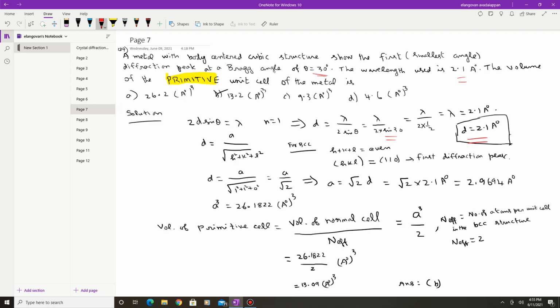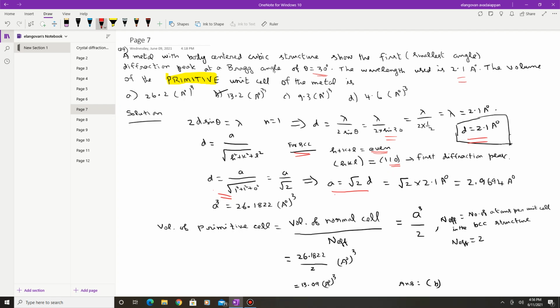It is given as a body centered cubic. So for BCC, for an allowed reflection, h plus k plus l, the sum must be even. That is important. So here, for the first diffraction peak, hkl is 1 plus 1 plus 0. The first minimum allowed number in this case is 110, so this is the first diffraction peak. Therefore you substitute here in the expression for d: a divided by square root of 1² plus 1² plus 0², which is a divided by root 2.